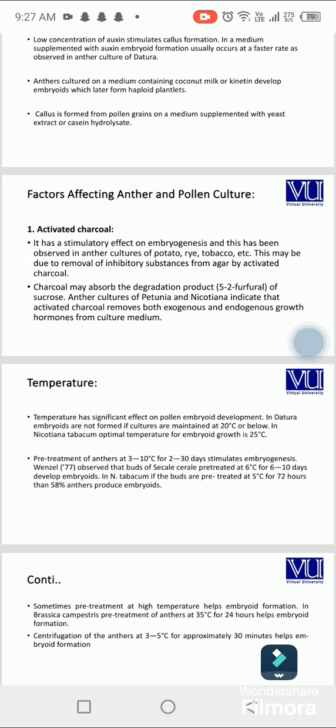Factors affecting anther and pollen culture. Activated charcoal has a stimulatory effect on embryogenesis, and this has been observed in anther culture of potato, rye, tobacco, etc. This may be due to removal of inhibitory substances from agar by activated charcoal. Charcoal may absorb the degradation product 5-hydroxymethyl furfural of sucrose. Anther cultures of petunia and Nicotiana indicate that activated charcoal removes both exogenous and endogenous growth hormones from the culture medium.